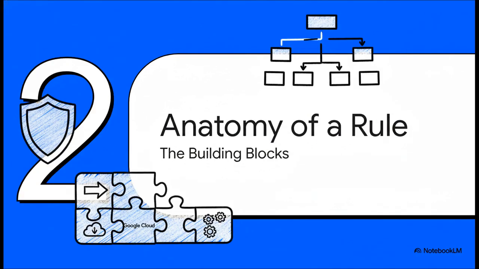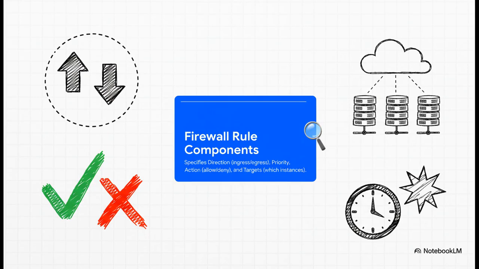Okay, first things first. Before you can build a fortress, you have to know your bricks. So let's break down the anatomy of a firewall rule and really get a handle on every single component. Every single firewall rule you create is made of these four core pieces. You've got direction, that's easy, is traffic coming in, ingress, or going out, egress. Then there's action, what are you going to do? Allow it or deny it. Targets, that's which VMs the rule even applies to. And then you have priority. We're going to circle back to that one, it's important.